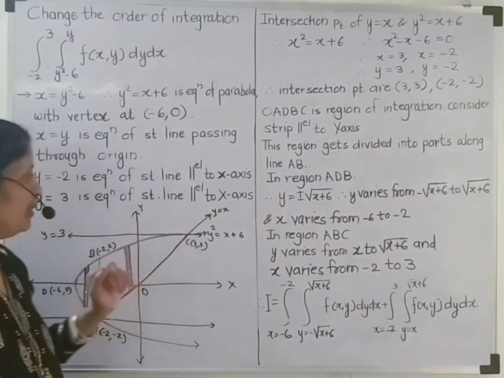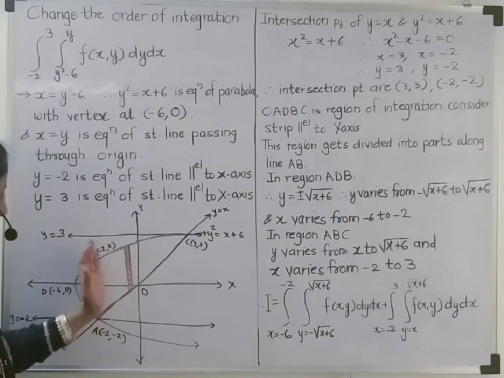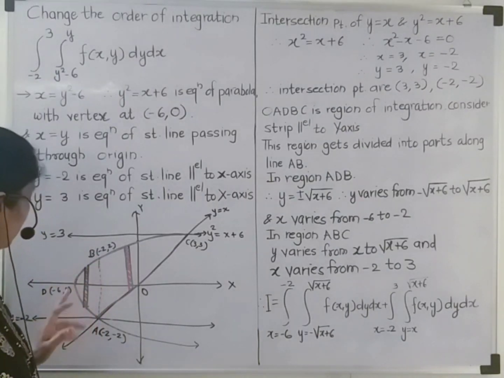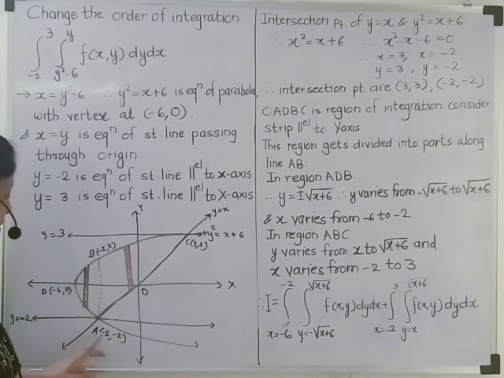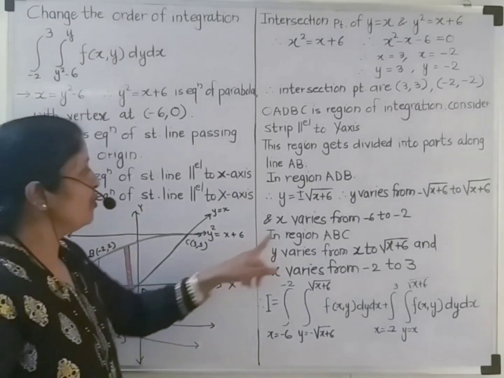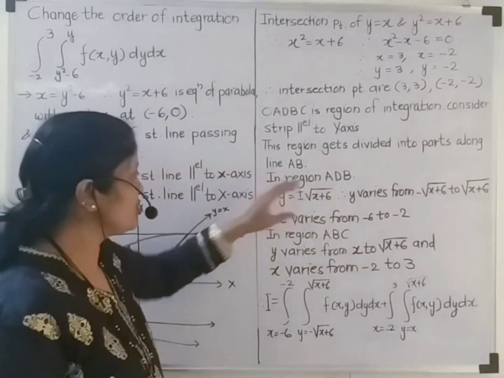To find out the limits for x, you start from the point D up to this dotted line AB. So at point D, the value of x is minus 6 and along this dotted line AB, the value of x is minus 2. It means x varies from minus 6 to minus 2. So this is about the first region.